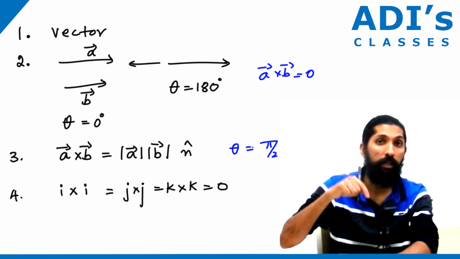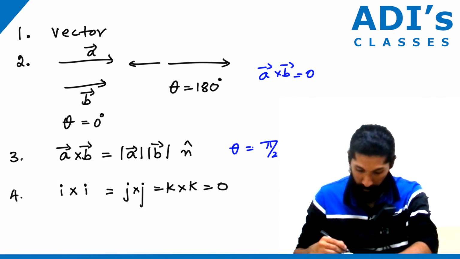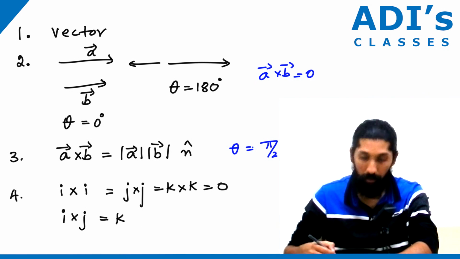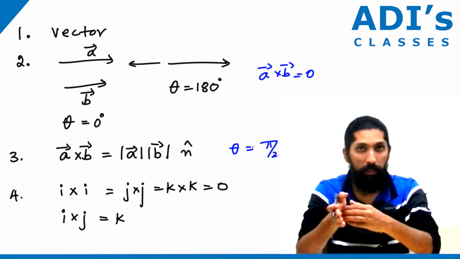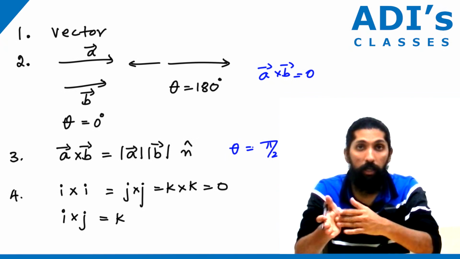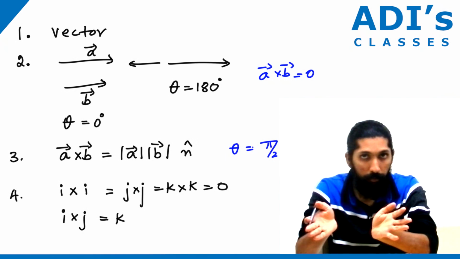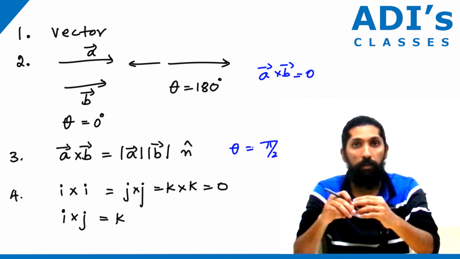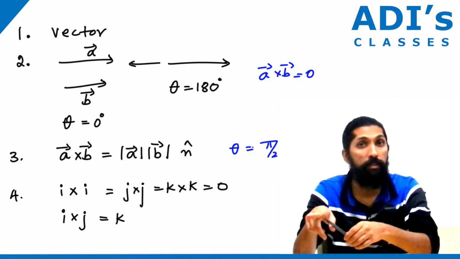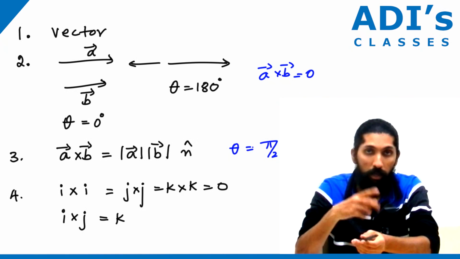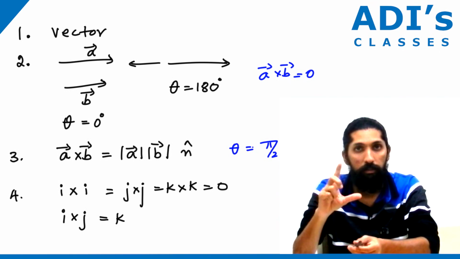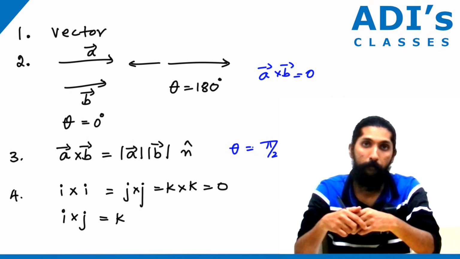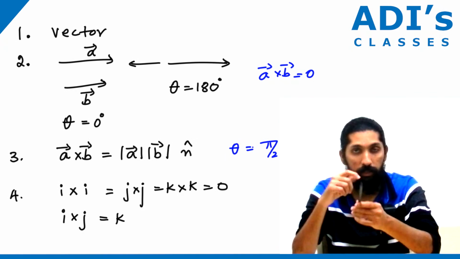But what if we have I cross J? That means here we are looking at I cross J. This value becomes K. Think about it. I is in the x-axis. J is in the y-axis. Whenever we take the cross product of these two, we have to get something which is perpendicular to both x-axis as well as y-axis. And what is that? Z-axis. So x cross y gives us z-axis. Okay, x cross y gives us z.